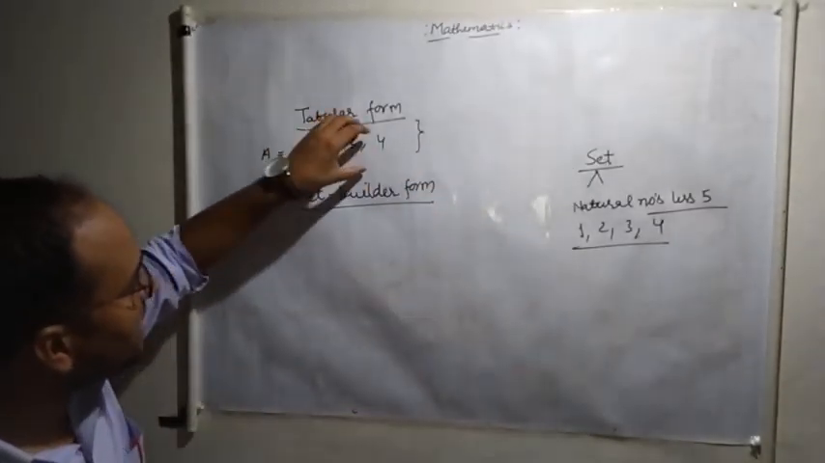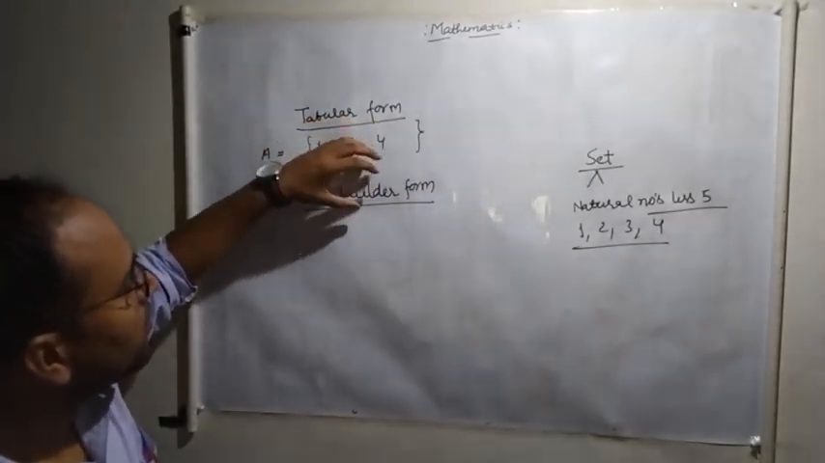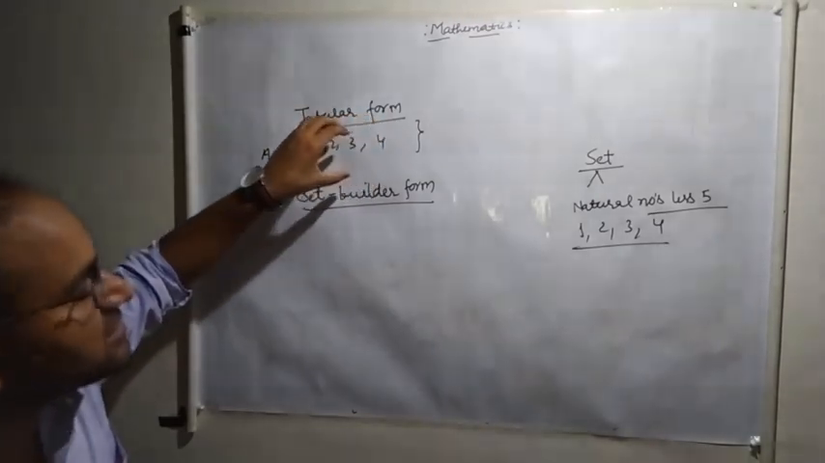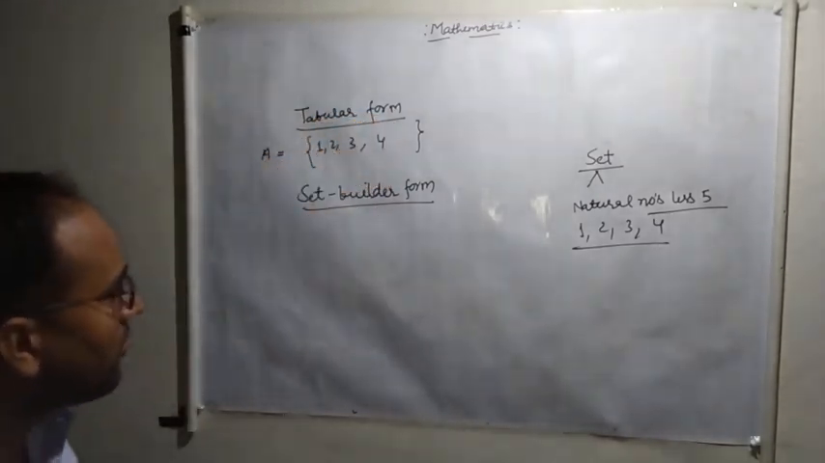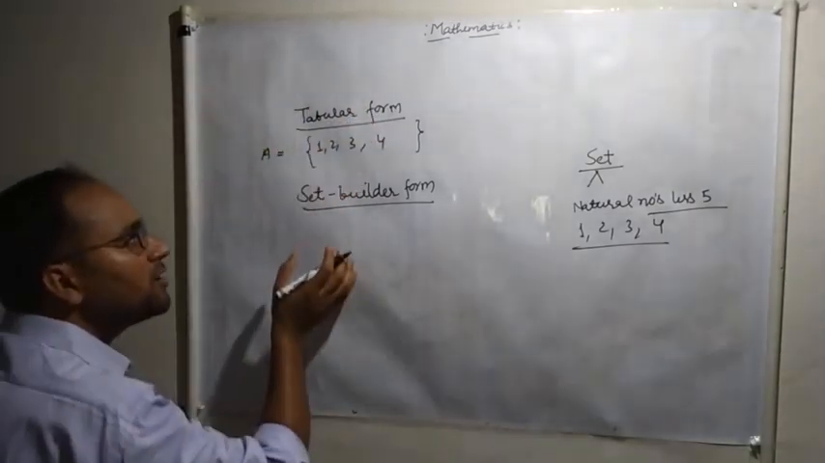Natural numbers less than 5. This is known as tabular form. It is written in curly brackets by separating the elements. This is the element, and these are known as elements. So separating these elements by commas, this is known as tabular form.